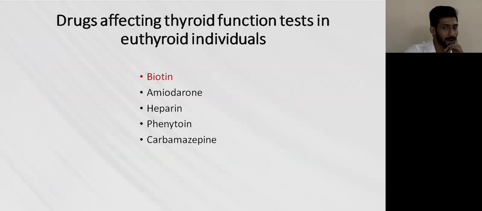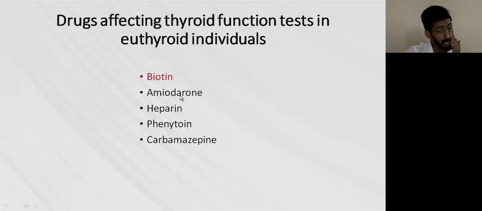When you check thyroid function, remember that your patients, when they are on these drugs, remember that these drugs can alter the thyroid function interpretation. Common drugs are amiodarone, heparin, phenytoin, and carbamazepine. The famous drug is biotin. That's why it's in red. That's what's commonly asked in exams. It interferes with your assay.